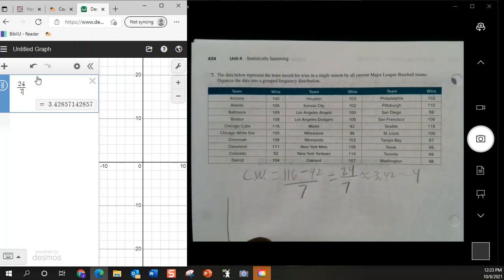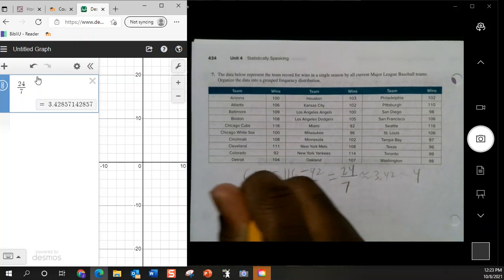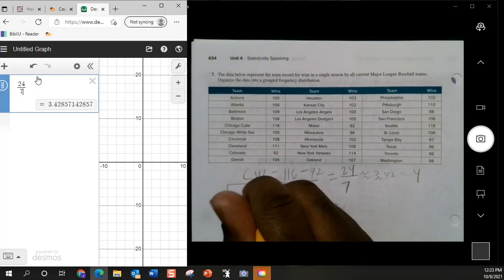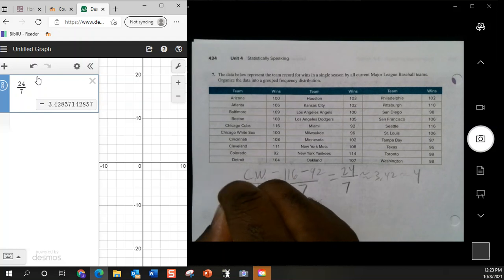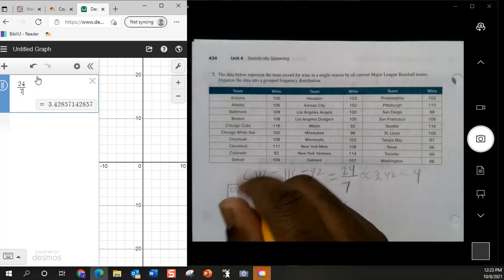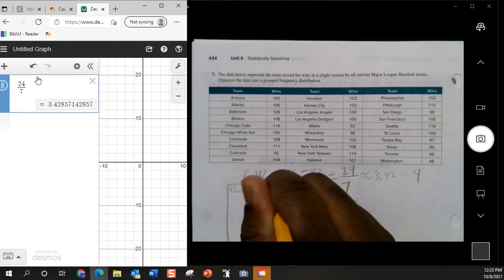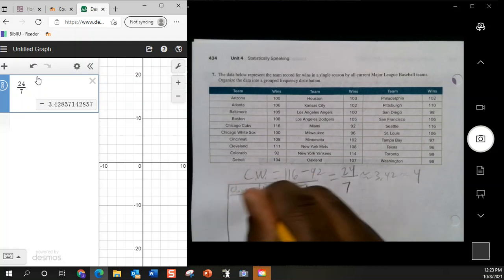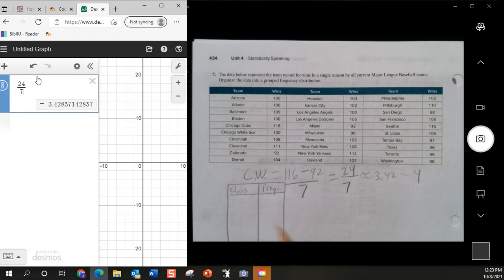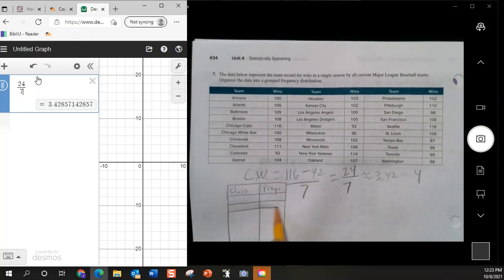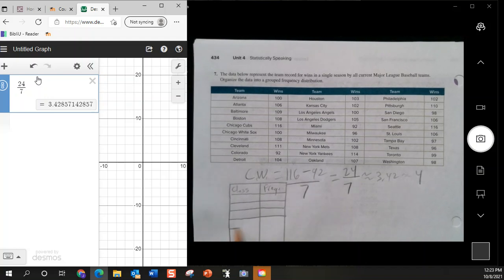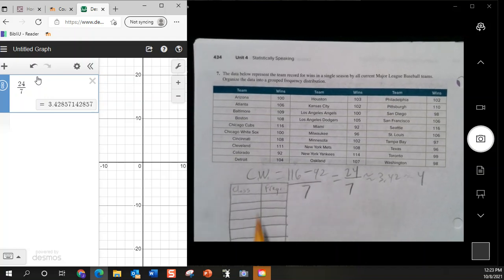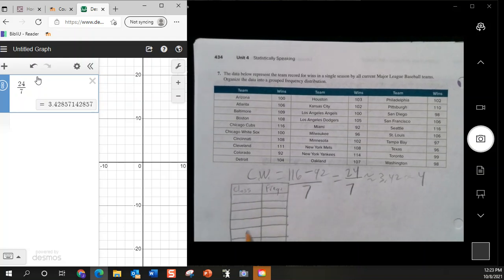So now we could do a quick table here with the class and then the frequency. So let me see, it's supposed to be 7 classes. 1, 2, 3, 4, 5, 1, 2, 3, 4, 5, 6, 7. Okay, so we have our 7 classes.